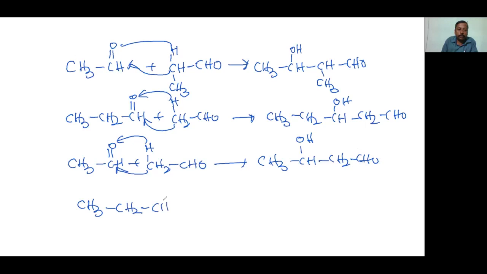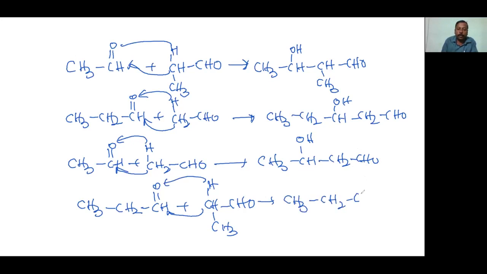CH3, CH2, CH double bond O, then CH hydrogen, then CHO and CH3. Okay, so here this will go and it will attach like this. See, I will write it also, self-aldol and crossed aldol. Okay. Self means propanal with propanal will be self-aldol. Okay. Propanal with butanal or anything else is called crossed aldol. CHCHO, and here it is CH3. So now you cross-check, all are different products.